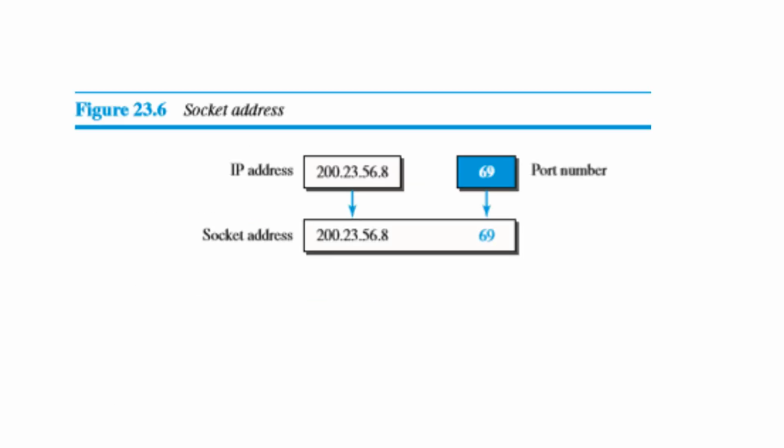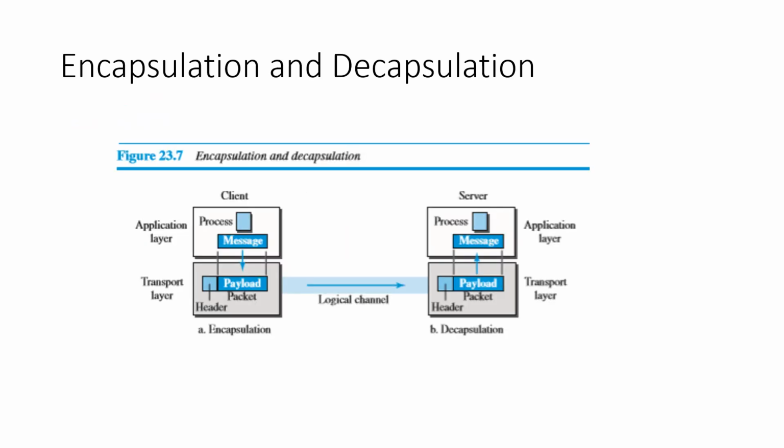Here you can see a better representation of the socket address. To represent a socket address, I should have an IP address as well as a port number. The combination of these two gives me the socket address. If it is at the client side, you call it a client socket address; if it is at the server side, you call it a server socket address. These specify the specific processes at both ends.